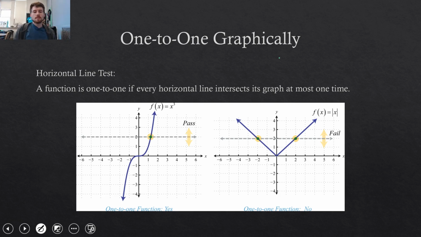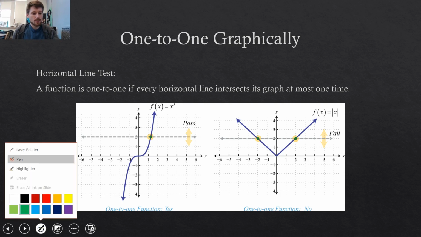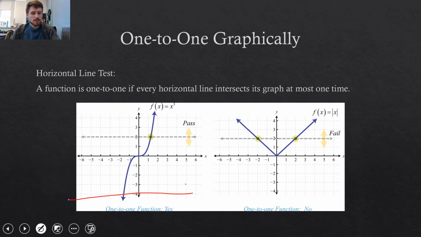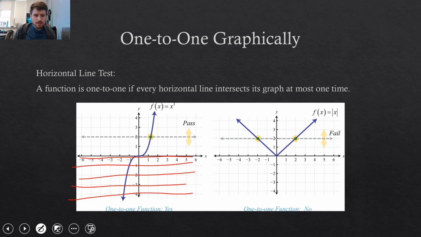And so the horizontal line test says that a function is one-to-one if every horizontal line intersects it at most one time. So you can see this function on the left, x cubed, passes the horizontal line test because if you were to draw horizontal lines on this, continue to draw horizontal lines, none of them are going to hit it more than once. It looks like maybe it hits it more than once at 0, but it actually just hits it exactly once at 0. And so what this is saying is the same thing, that every y has at most one x associated with it.